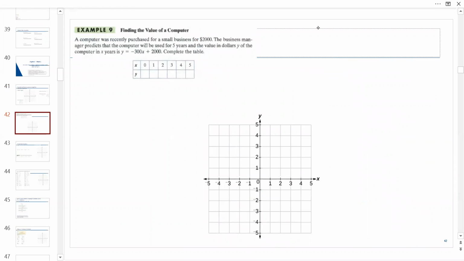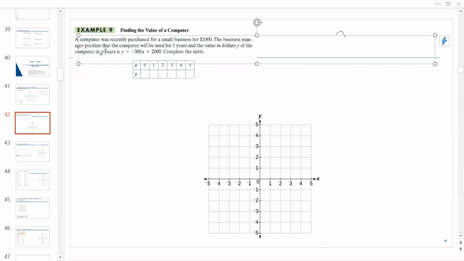Right? So they have some relationship between these two, x and y. They have two variables, x and y. All right, let's see this example.